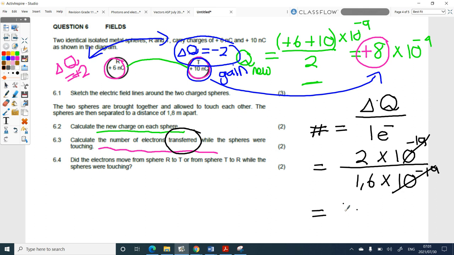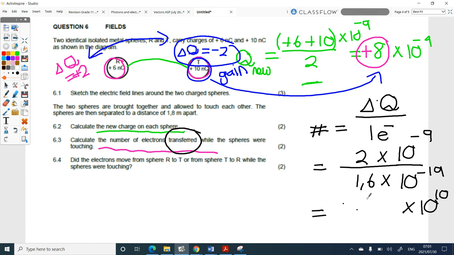Wait. Isn't it negative 9? I definitely made a mistake. Why did I know that I'm making a mistake? Because please remember, the powers of 10 are important. This is 2 times 10 to the minus 9. This is 1.6 times 10 to the minus 19. So that means I'm going to end up with a 10 to the positive 10.